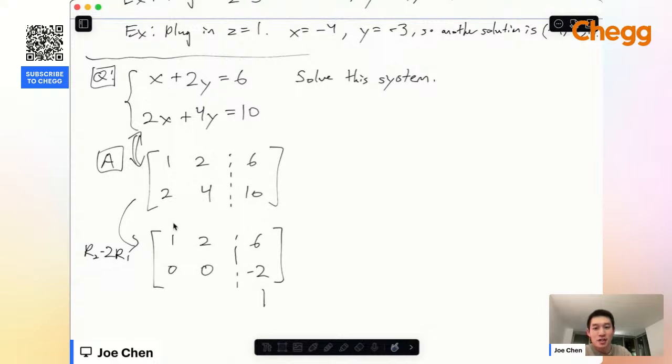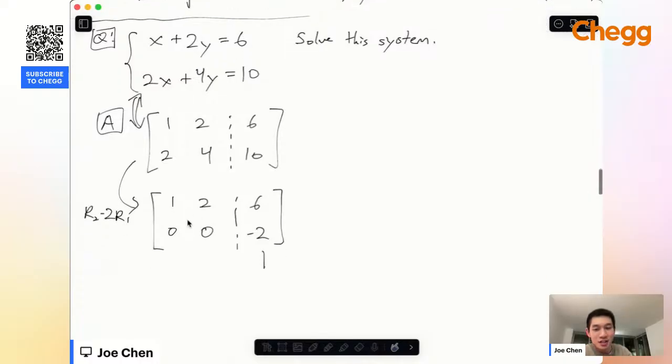If you can imagine, sorry, I'm not writing this out, but if you can imagine, when I translate this back to an equation, what equation does this represent? Okay, the first one, I didn't change anything. It's the same as above. x plus 2y equals 6. Whereas the last equation corresponds to 0 equals minus 2. Well, that has no solutions, right? Clearly, nothing I can do will let me solve 0 equals minus 2.